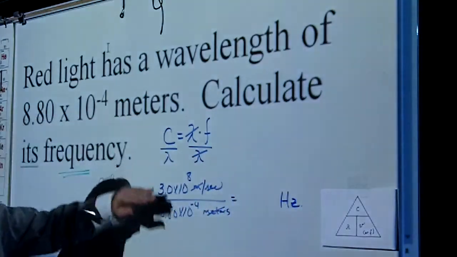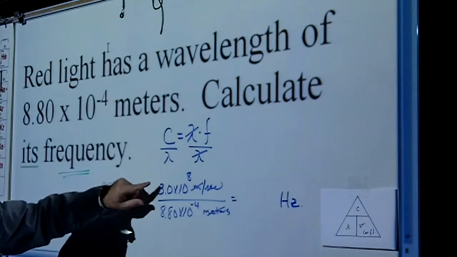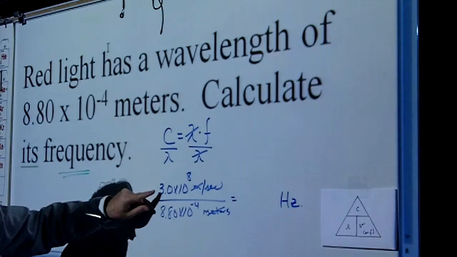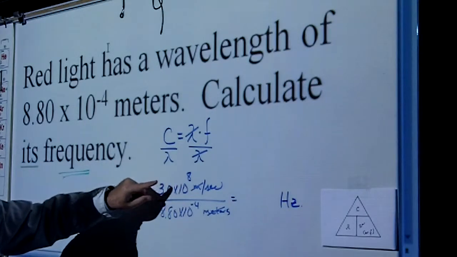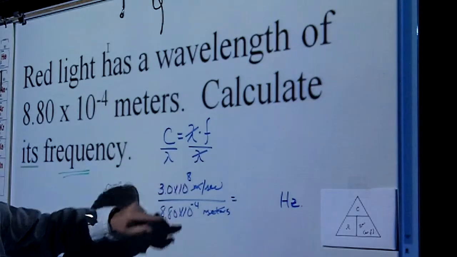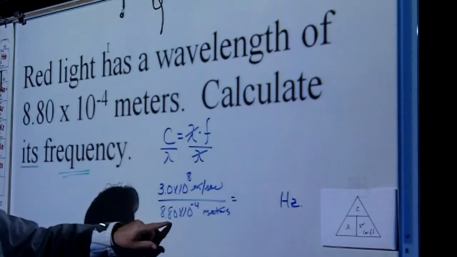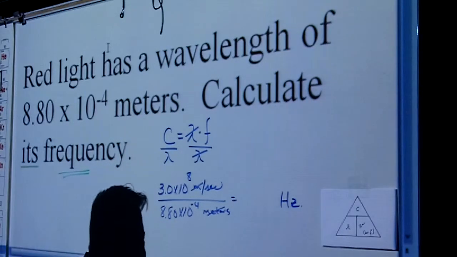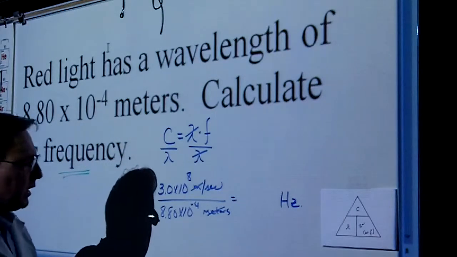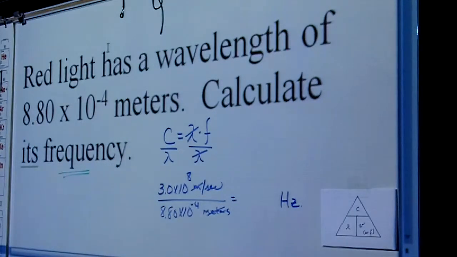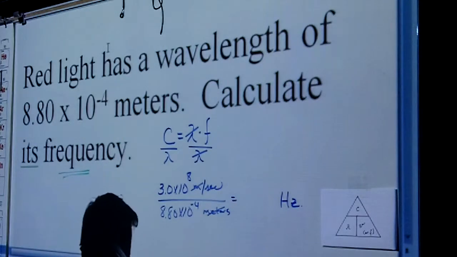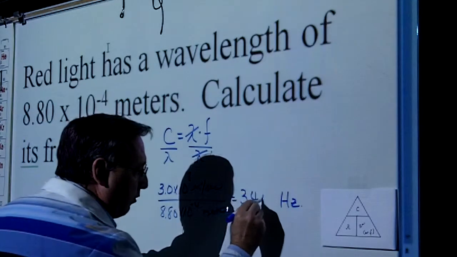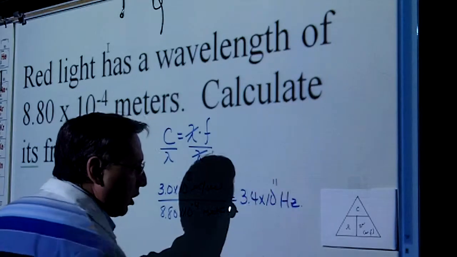Now, if you're not comfortable entering numbers with exponents into the calculator, watch the video podcast on doing that. Make sure that you're very comfortable using the EE key to put in 3.0 times 10 to the 8th and dividing it by 8.80 times 10 to the minus 4th. We won't cover that here, but make sure you watch that one if you need help. And when we do that, the value that we get is 3.4 times 10 to the 11th hertz.